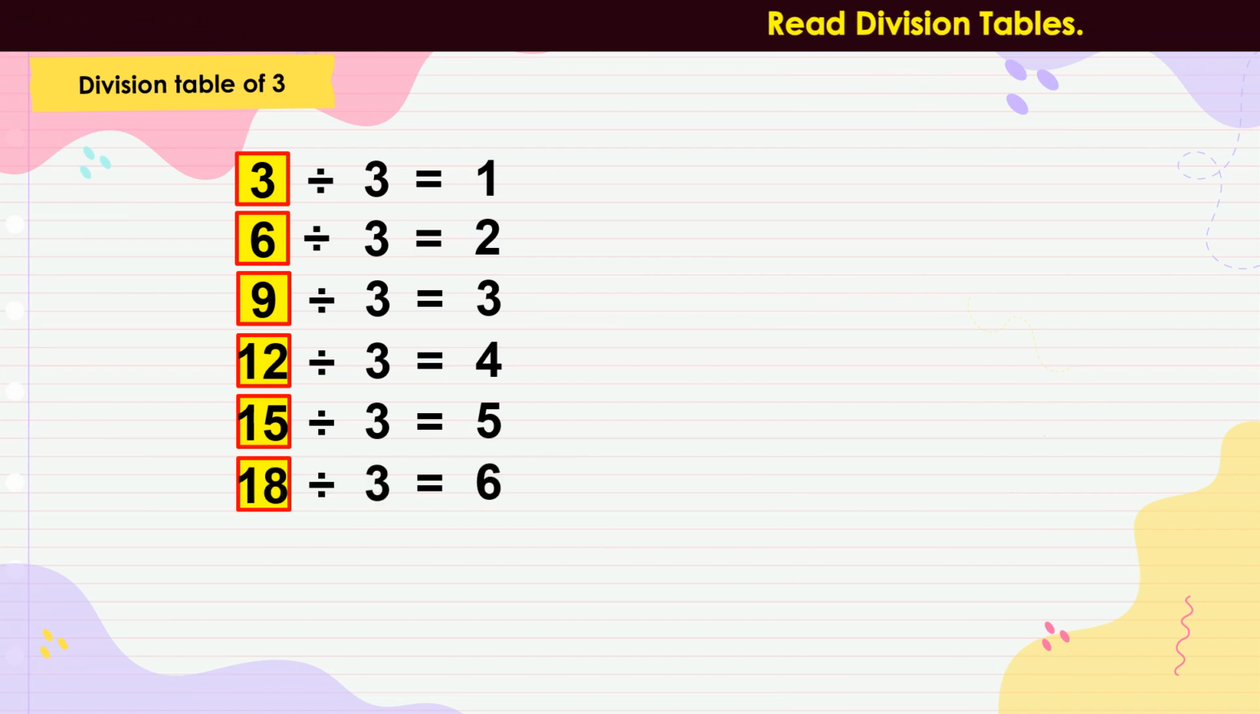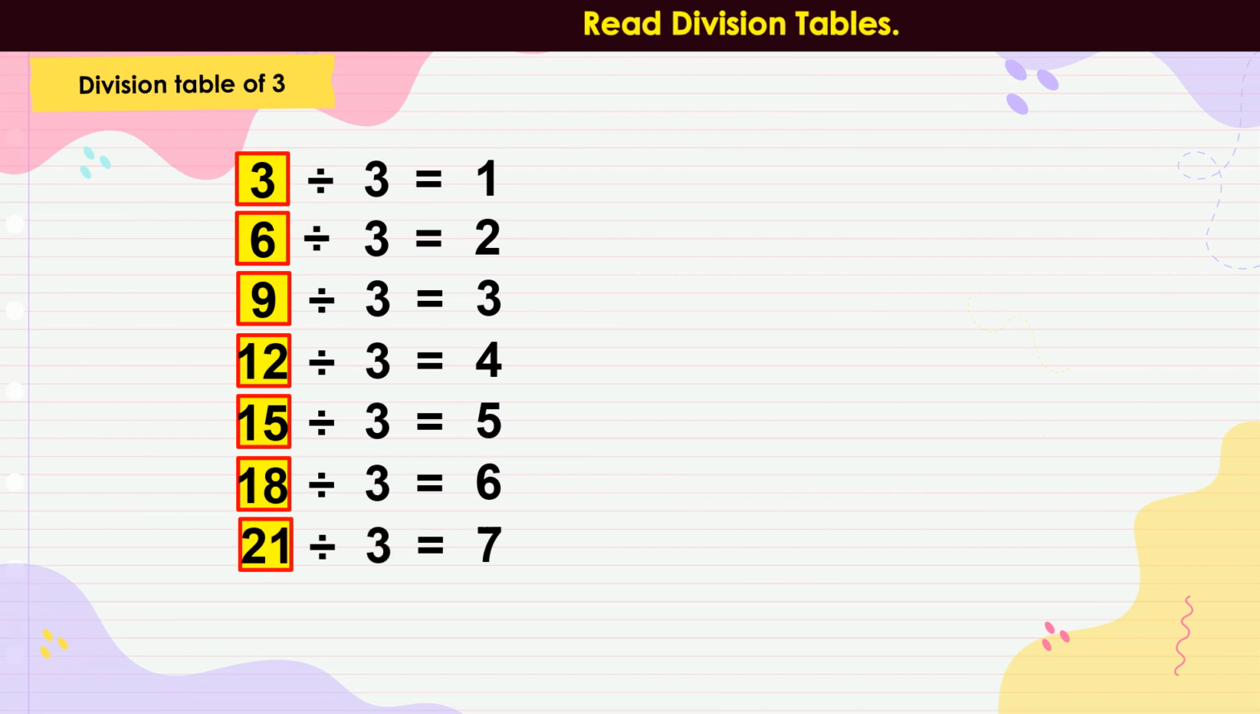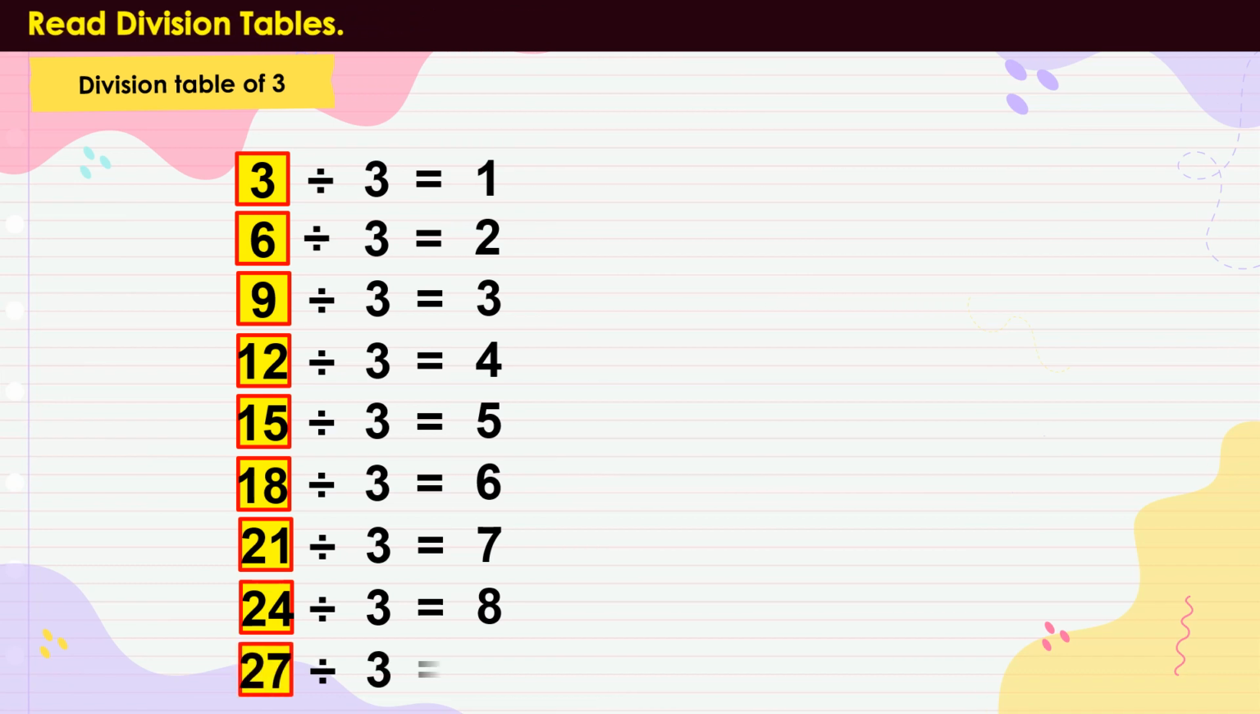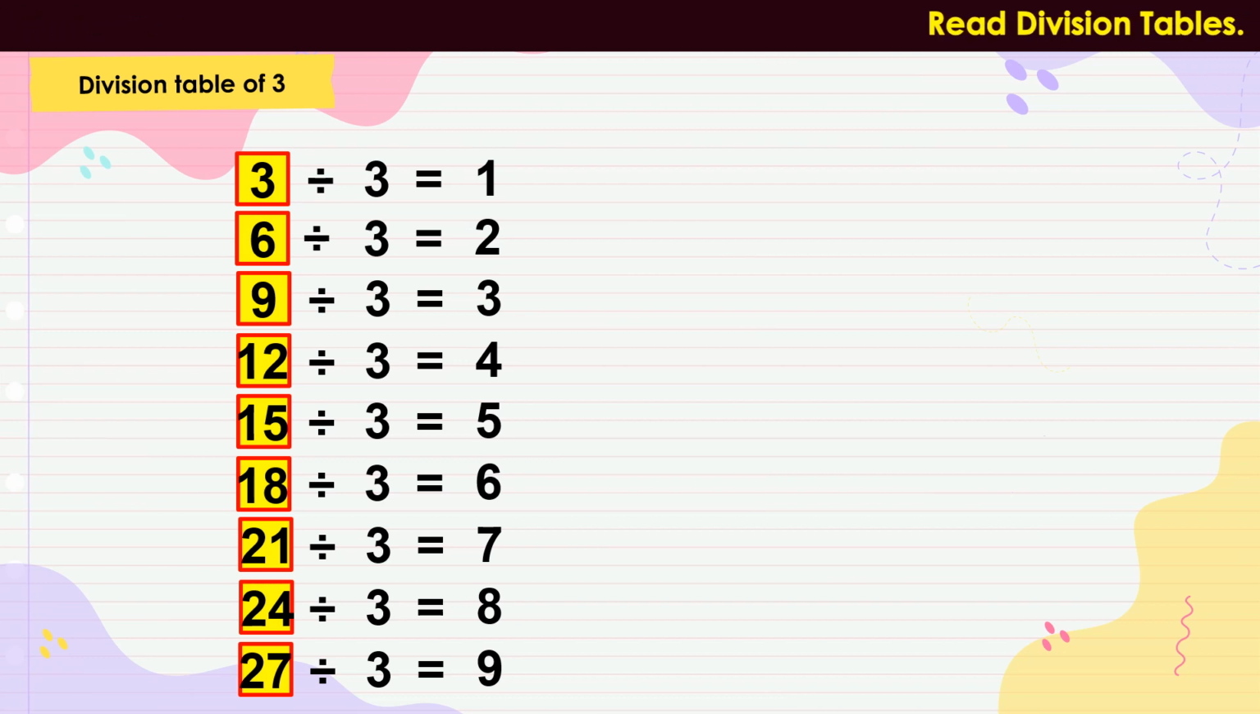18 divided by 3 is equal to 6. 21 divided by 3 is equal to 7. 24 divided by 3 is equal to 8. 27 divided by 3 is equal to 9.